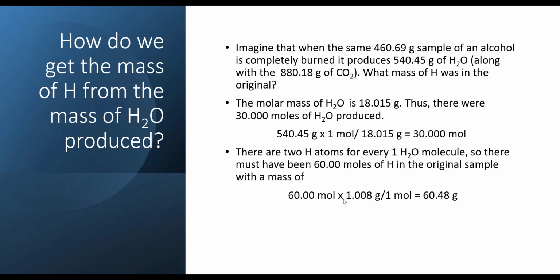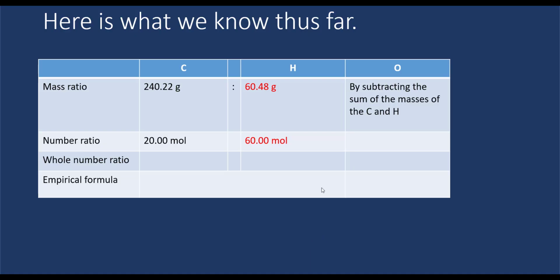Now that I know how many hydrogens that I had, to figure out their mass is straightforward. I multiply the grams per mole, the molar mass of hydrogen, times the number of moles that we have. So that comes out to 60.48. And now I can fill in the second part of that table. 60 moles and 60.48 grams for the respective amounts of hydrogen in the sample.